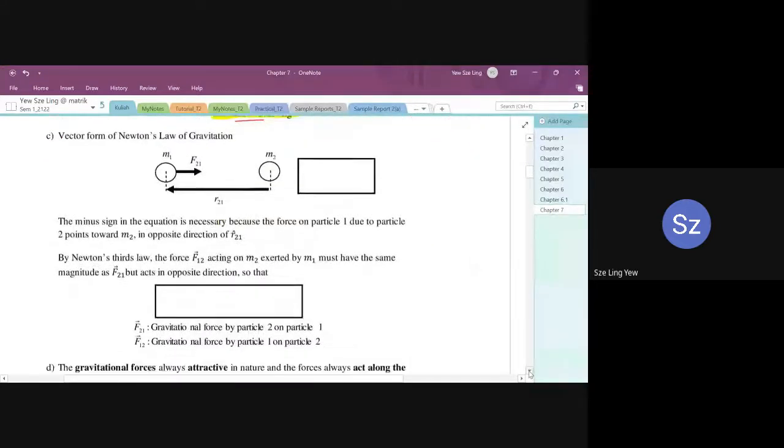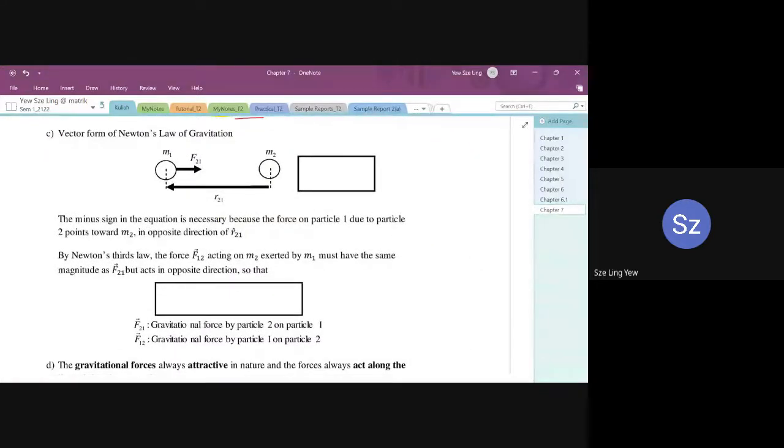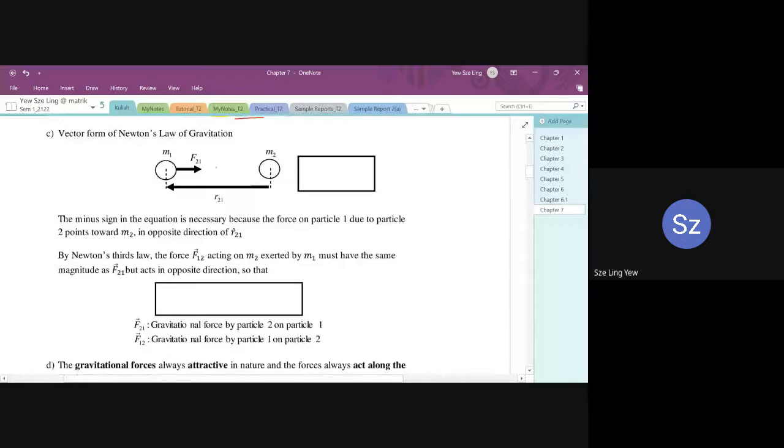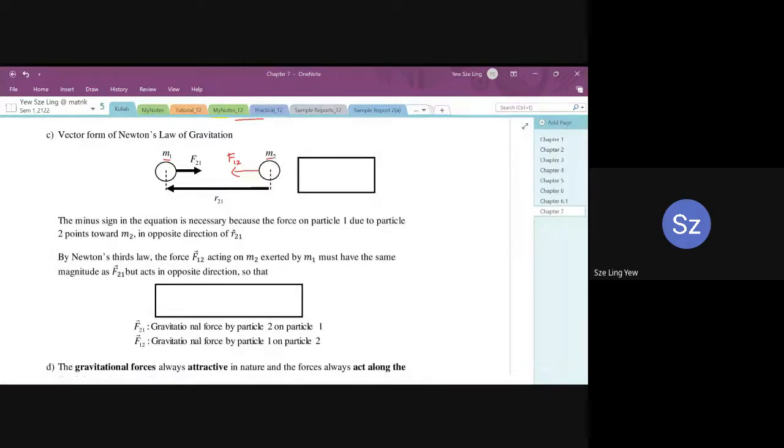Now the second one, vectors from Newton's law of gravitation. So you want to sketch the diagram. How to sketch the diagram? You sketch the force diagram. Because gravitational force is an attractive force, the forces between M1 and M2 are always pointing toward each other. Usually I will just label F1 or F2, but in the example given, it uses F21 and F12.